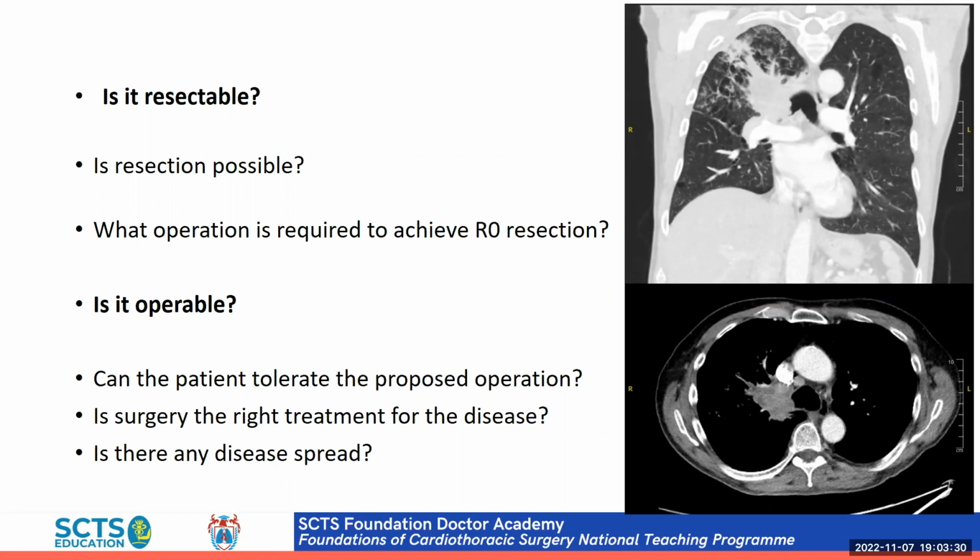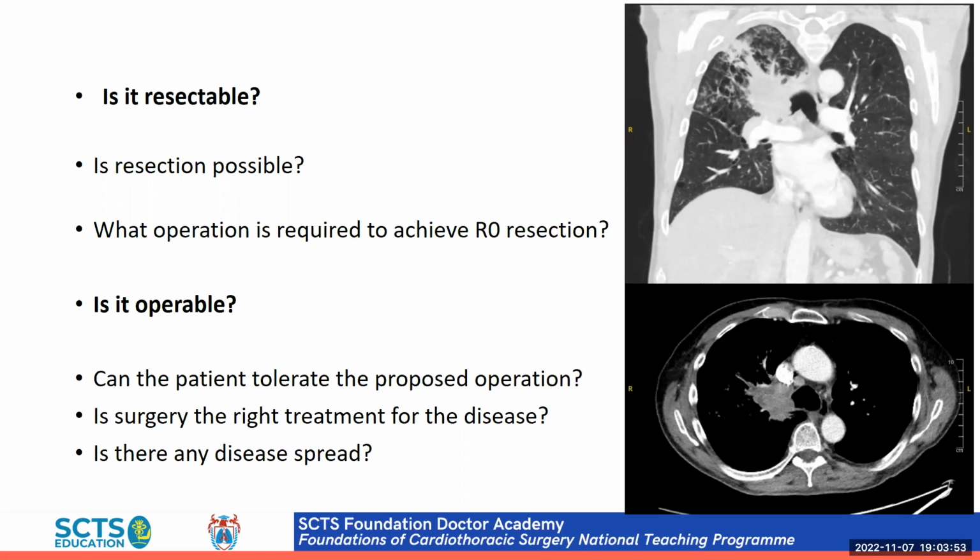Is it a disease that I can remove surgically? And am I able to achieve a complete resection? Am I able to achieve an R0 resection? R0 means that all the margins are clear with no evidence of any microscopic disease. R1 is microscopic disease is left in the patient, and R2 is that there is visible macroscopic disease that is left.